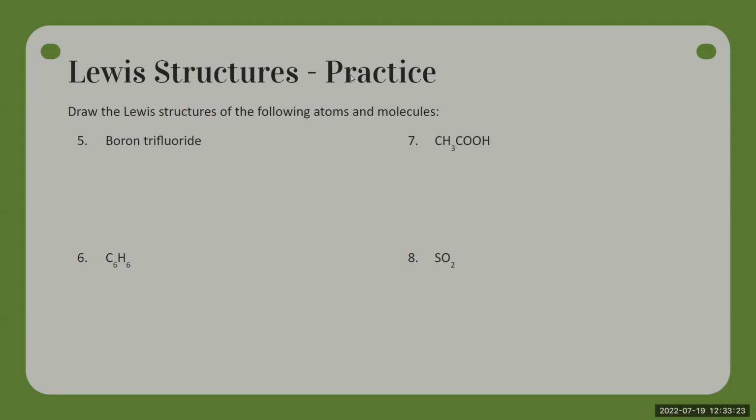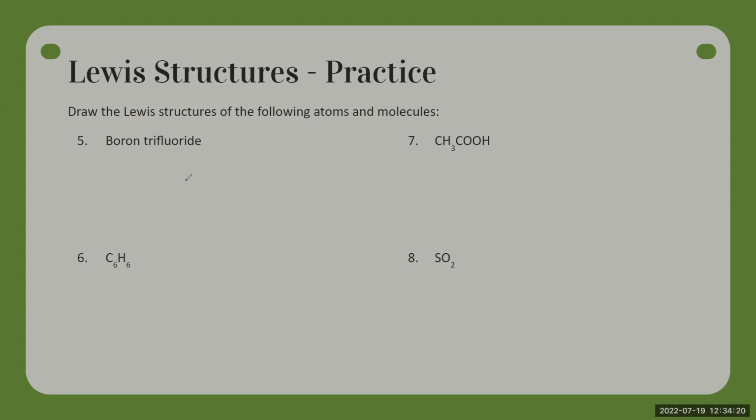All right, so moving on to the last few problems. These last few problems are going to be a little bit more difficult. So draw the Lewis structures for the following atoms and molecules. So for this first one, we have boron trifluoride. And I'll give you a few moments to try these out on your own.